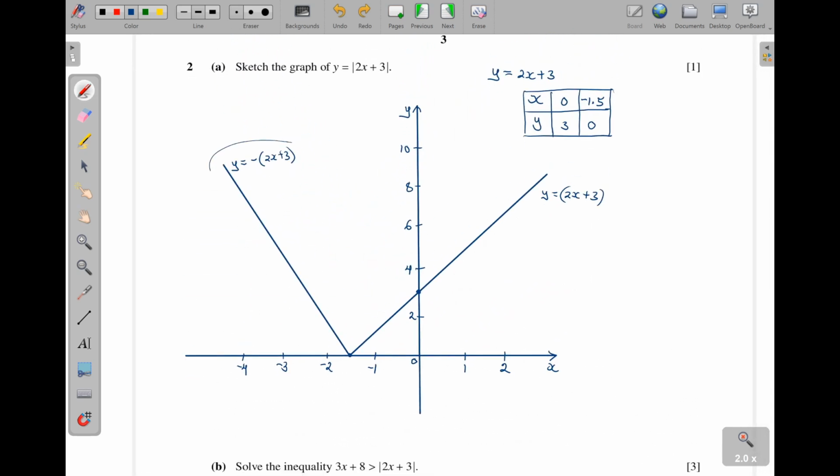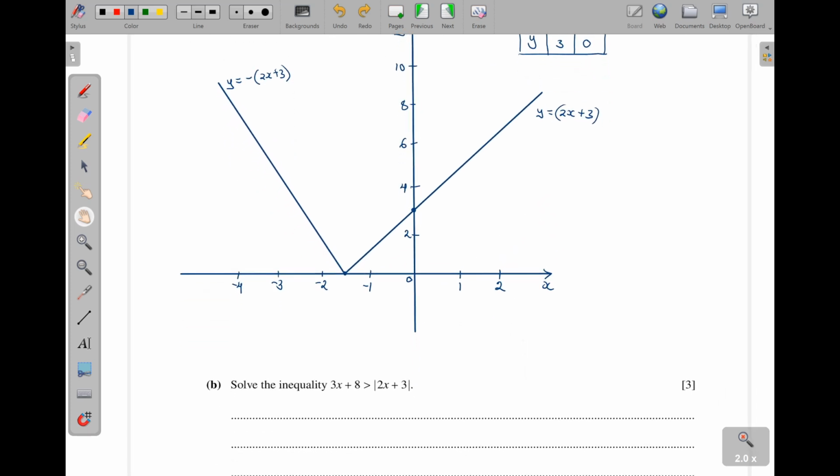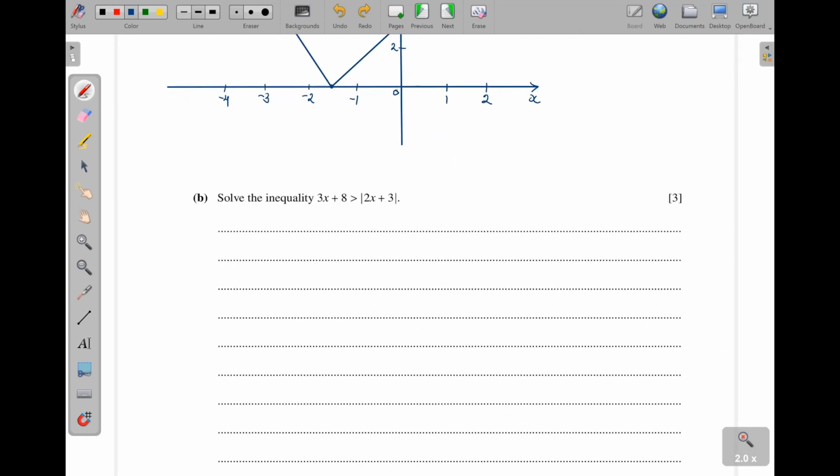It is optional to label them, okay? But it makes sense, especially where you are going to solve another equation using this graph. Like this part to be given here. Solve the inequality 3x plus 8, then it is equal to this, what was given at first. So what I can do is to sketch this one here.